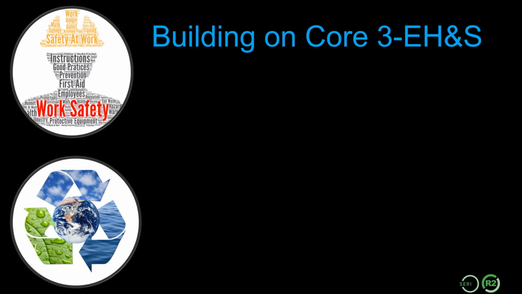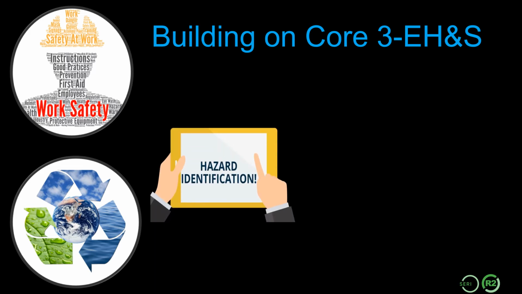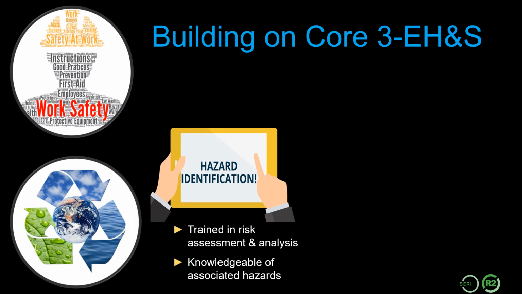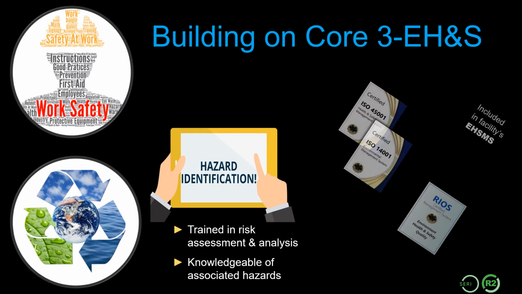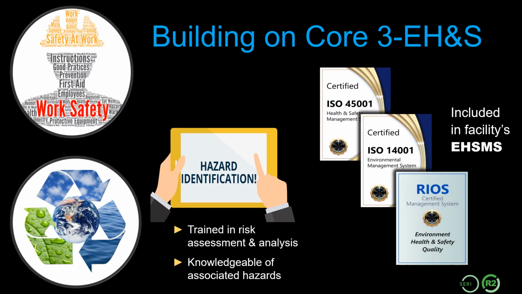To start, the R2 facility must have a regular hazards identification and assessment, conducted by an individual who's trained in risk assessment and analysis. This individual must also be knowledgeable of the hazards associated with the materials recovery activities. The hazard identification and assessment results must be included as part of the documented EHS management system to ensure controls are implemented to manage the identified risks. Especially when operating a mechanical separation process, there can be a variety of associated risks which must be evaluated, at least annually.